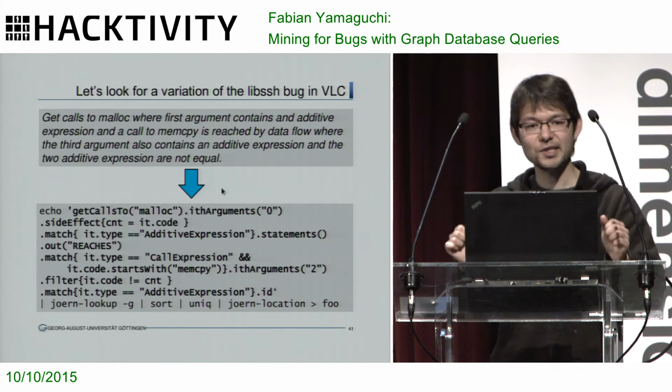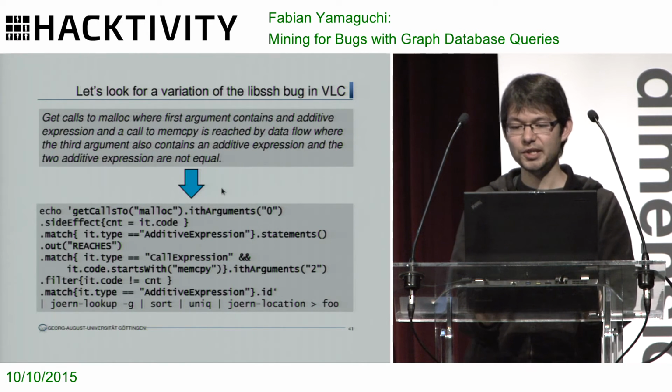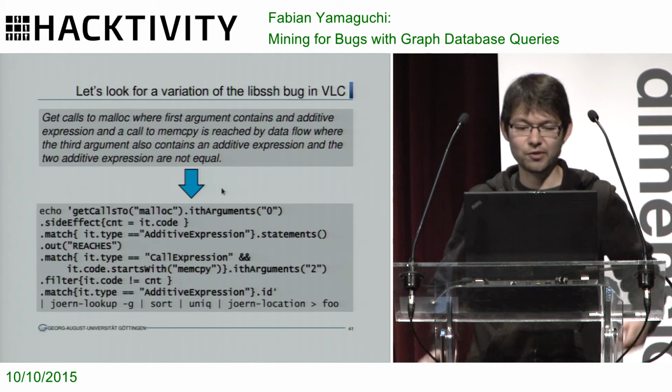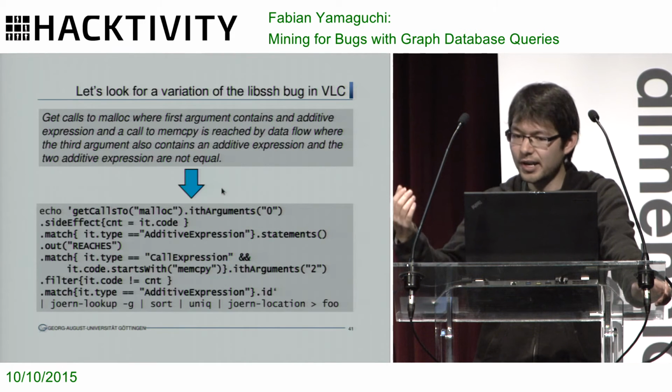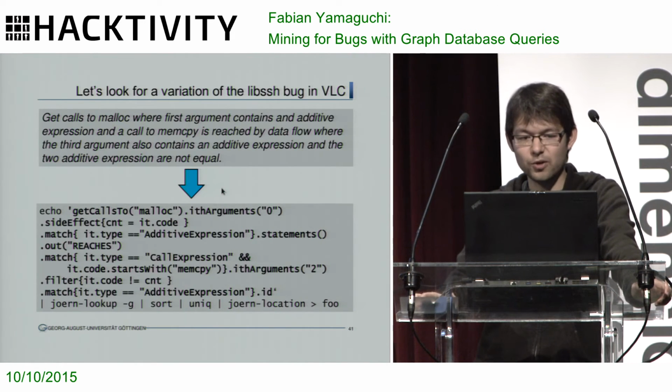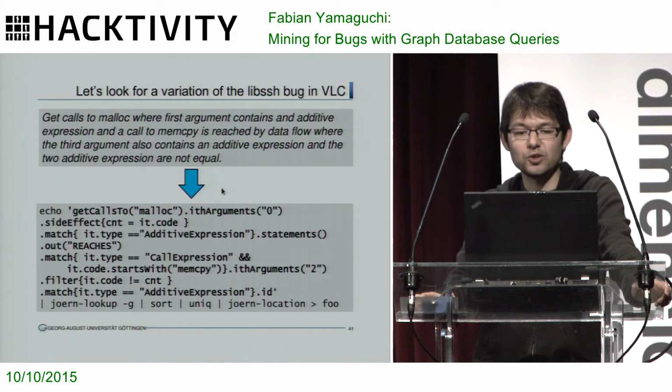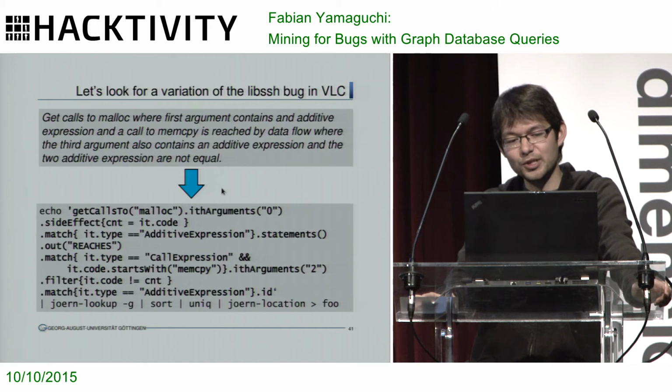Okay. So let's take this for a spin to find vulnerabilities, and let's take a look at the libSSH bug again that we saw, that Stefan Esser found. So we might want to formulate the following query in our head before we make code out of it. So let's get calls to malloc where the first argument contains an additive expression and a call to memcpy is reached by data flow, where the third argument also contains an additive expression, and the two additive expressions are not equal. Right? So you can formulate something like this.